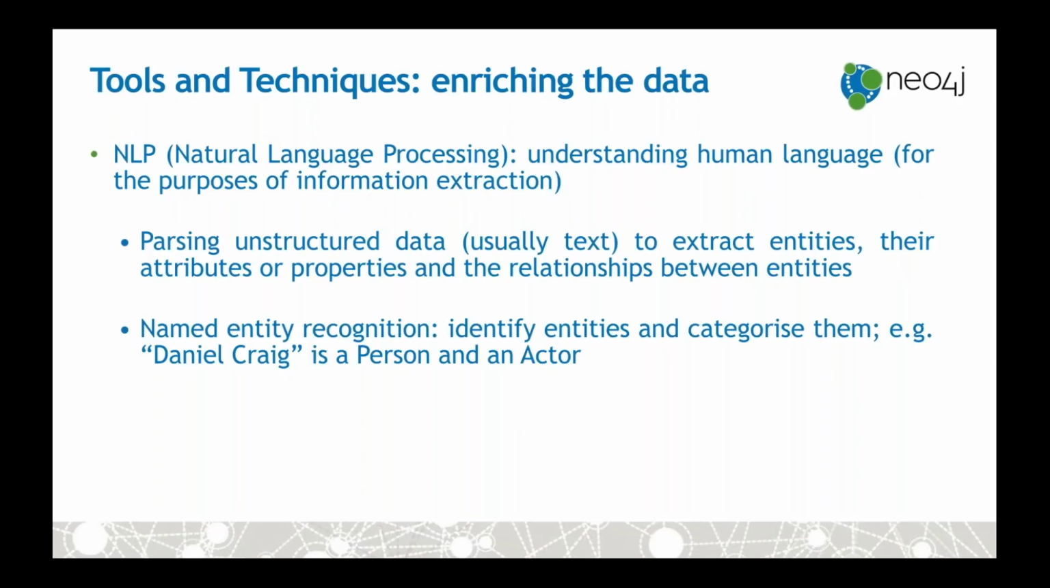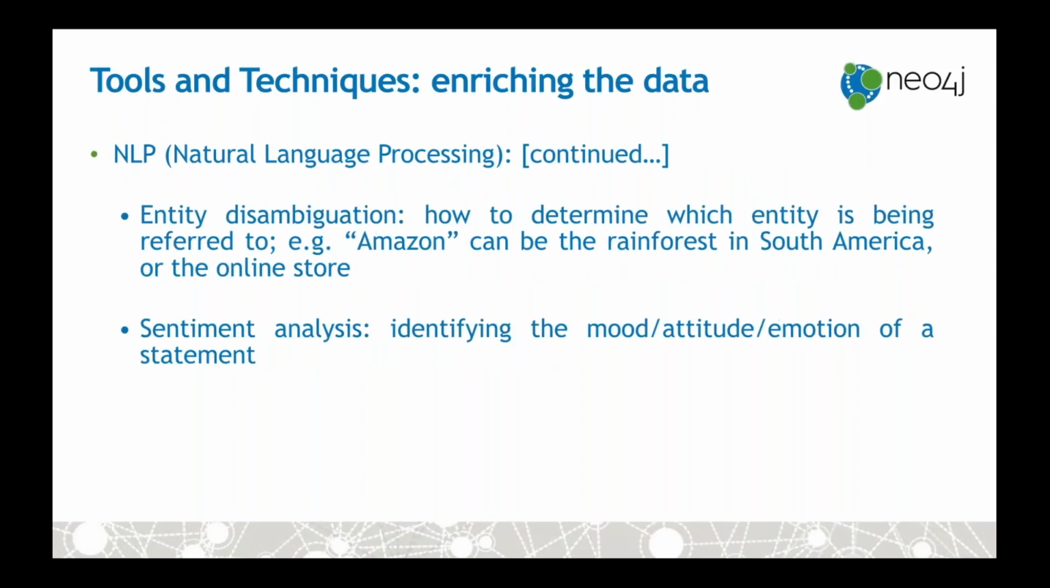Then there are a couple of things that play around with that, and one of them is named entity recognition. This is a technique whereby you can identify the entity in a string, say in a sentence, and furthermore categorize them. Depending on a particular sentence, you could infer that Daniel Craig is a person and he's also an actor. So it starts to reify, if you like, these nodes and relationships. A couple of other things based on this are entity disambiguation. I know that a lot of academic institutions are doing a lot of research into this. It's a very, very hard problem. Essentially, this is how to determine which entity is being referred to.